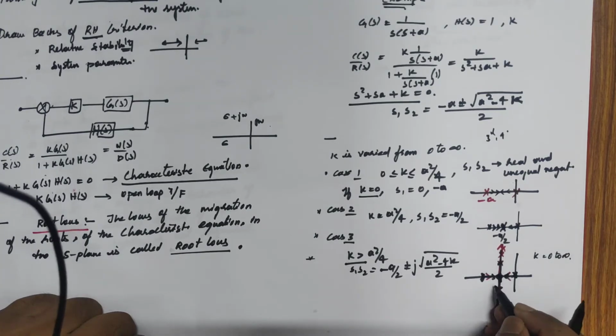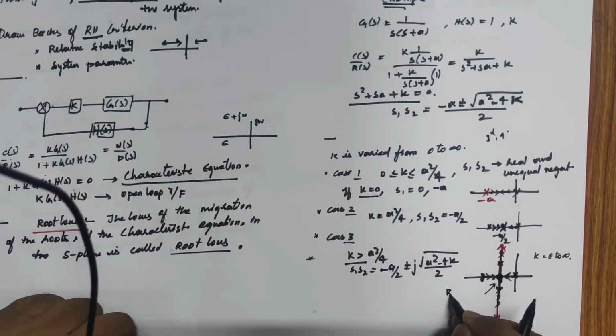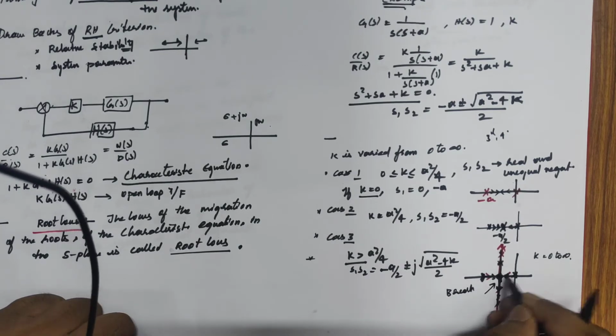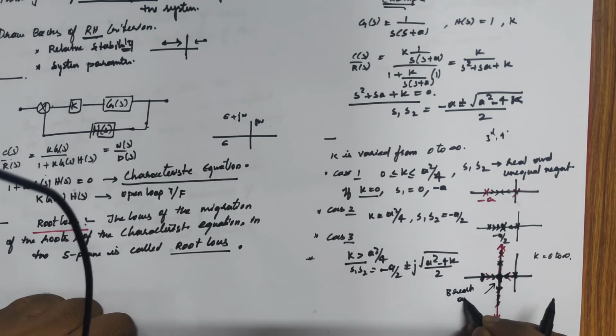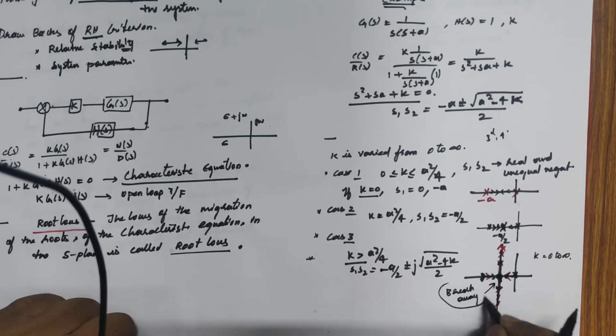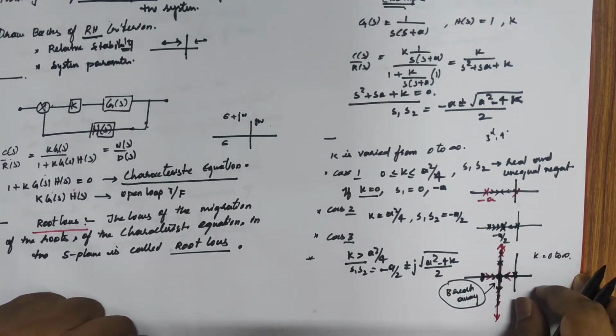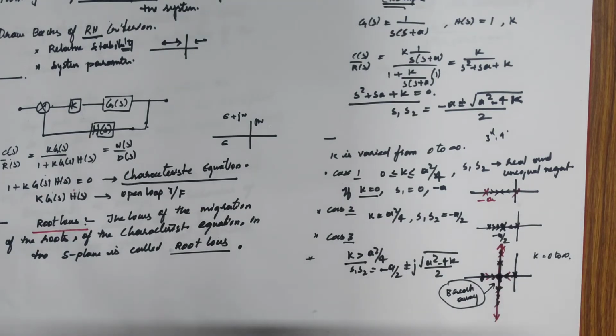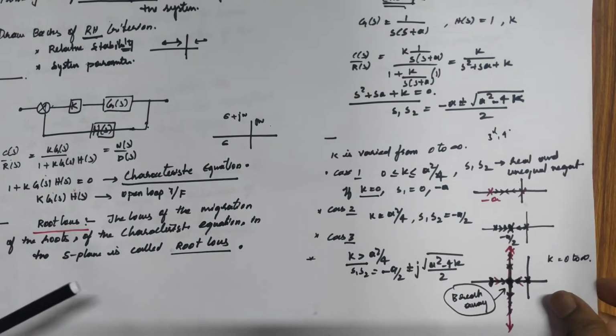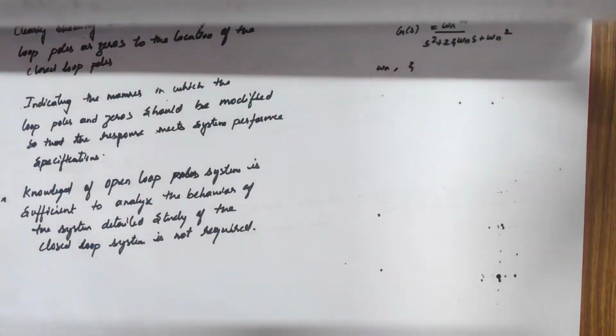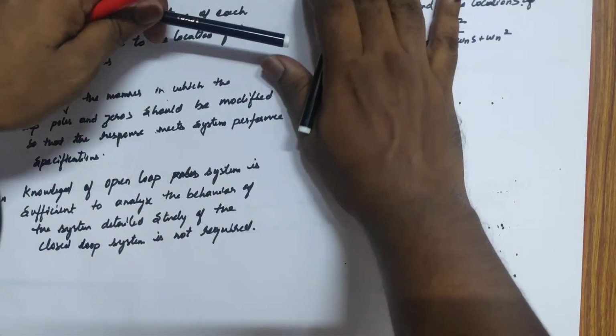This point is called the breakaway point. Meeting and breaking means breakaway point. We'll find this breakaway point, etc. Everything has its own rules and regulations in plotting the root locus. We'll see step by step. The only thing you need is concentration.